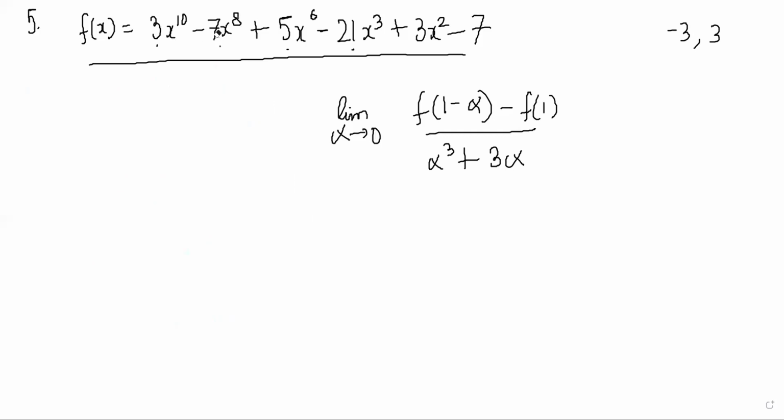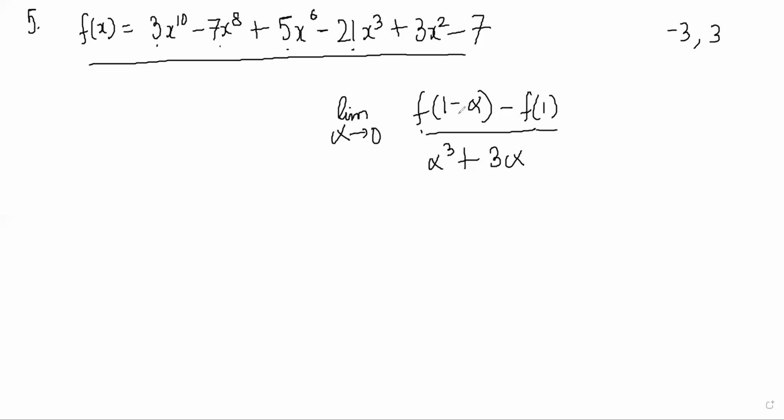3 minus 7 plus 5 plus 21. Plus 21 makes it too big. Right? 3 minus 7 will be minus 4 plus 5 plus 1 plus 21. Okay, fine. Let's look at the limit right now. Let's see what is coming here at least.